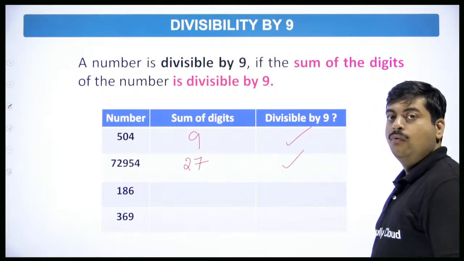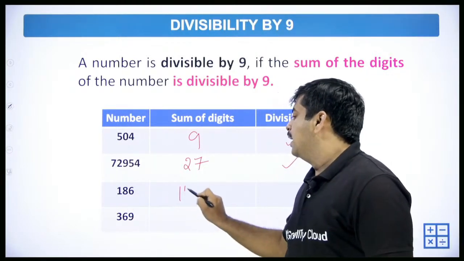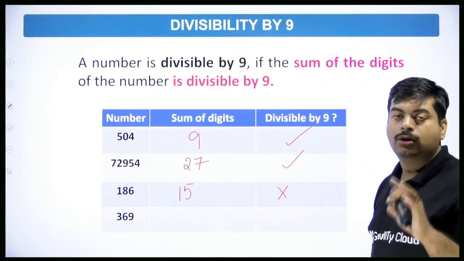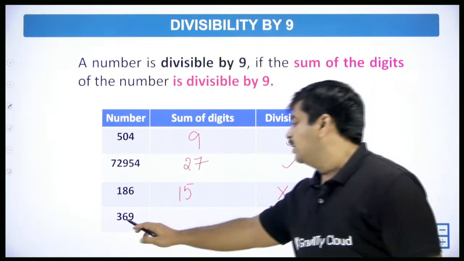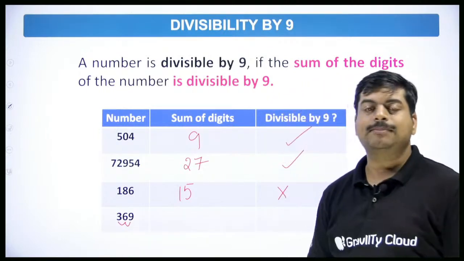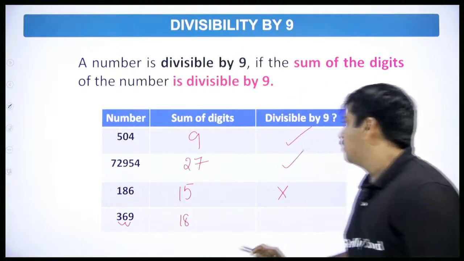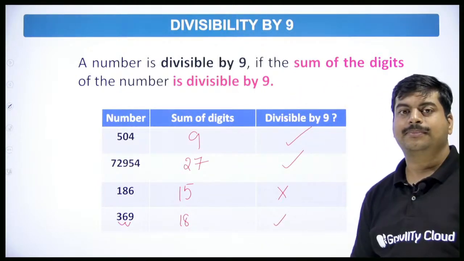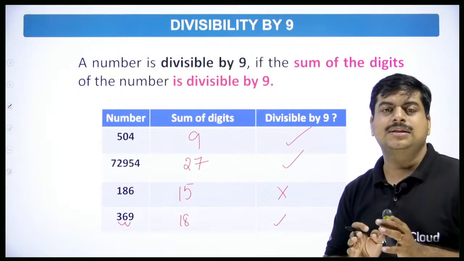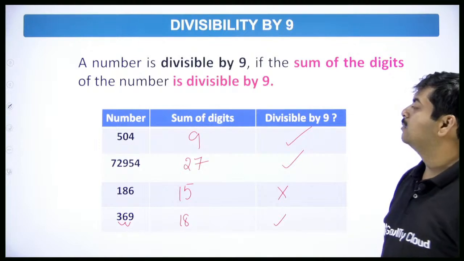186. 6 plus 8, 14. 14 plus 1 is 15. Is it divisible by 9? No. So, 186 is not divisible by 9. 369. 6 plus 3, 9. 9 plus 9, 18. 18 is again divisible by 9. Yes, that is correct. Are you understanding how to do all this? Just add the digits and see if the sum is divisible by 9, yes or no.